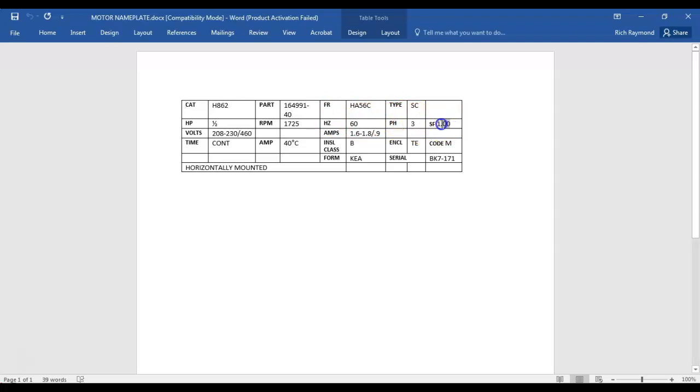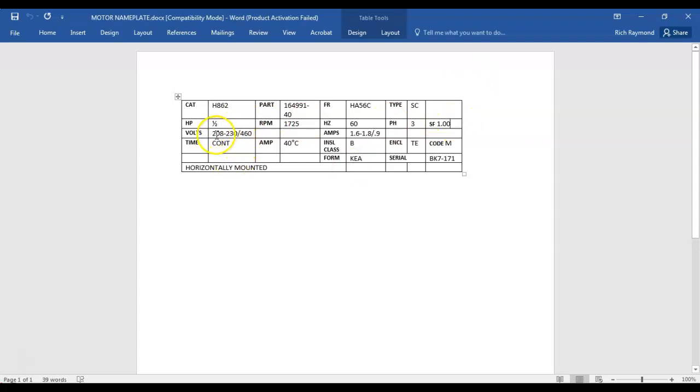So the service factor tells us how much we can legally overload the motor. So that means it's got 1.0. This motor cannot be overloaded. So what you do with the service factor is you take the horsepower of the motor and multiply it by the service factor. So this motor can't be overloaded. This would be dangerous to plug.